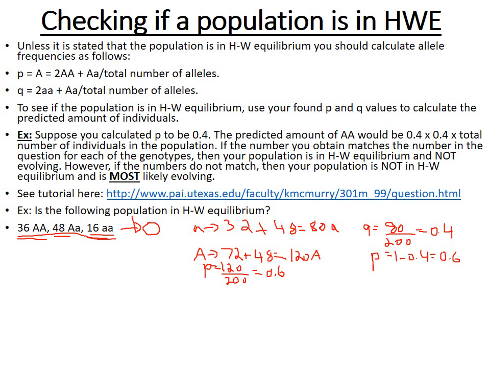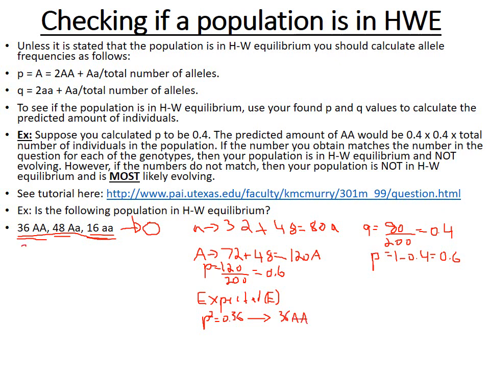But now we're going to go and find what our expected values should be using the Hardy-Weinberg equation. So expected values, we'll call them E for expected. p squared is going to be 0.6 times 0.6. That's 0.36. So in a population of 100 individuals, which is what we have here, we would have 36 big A.